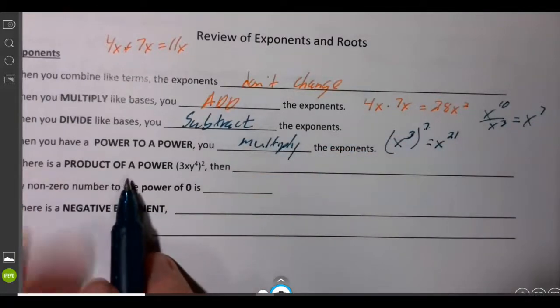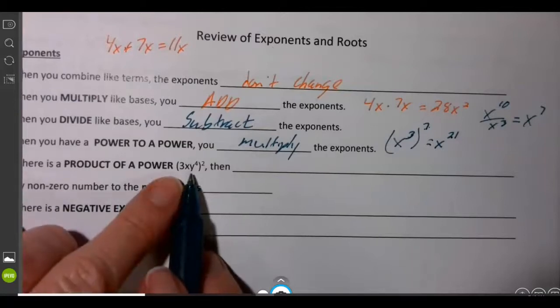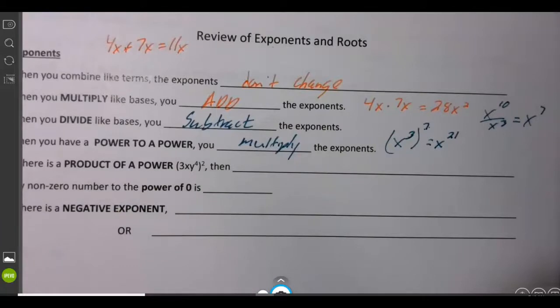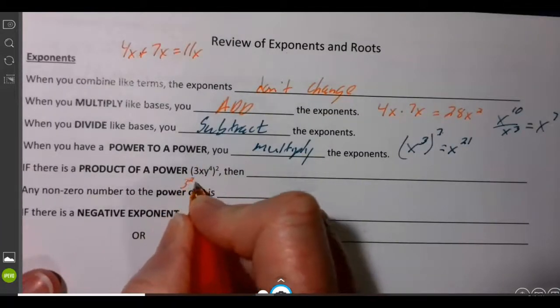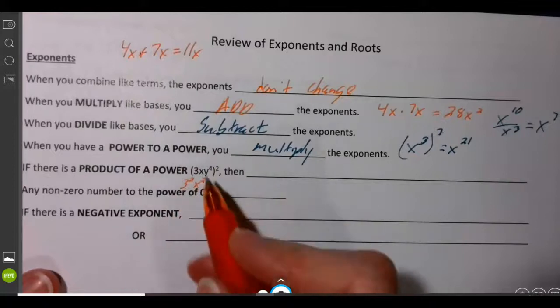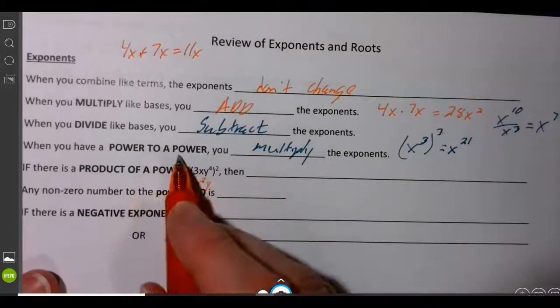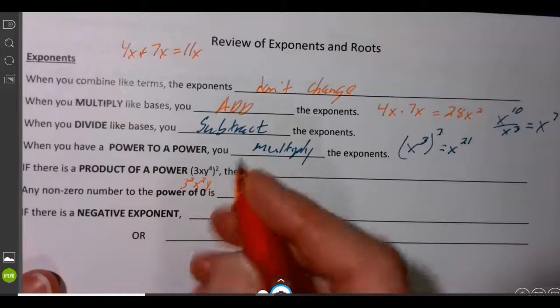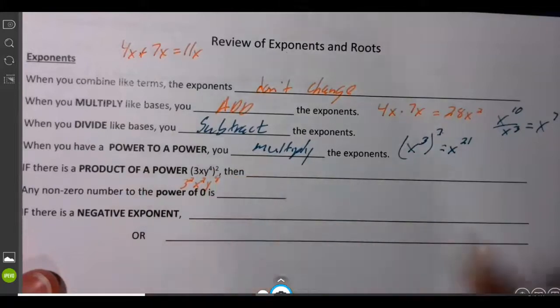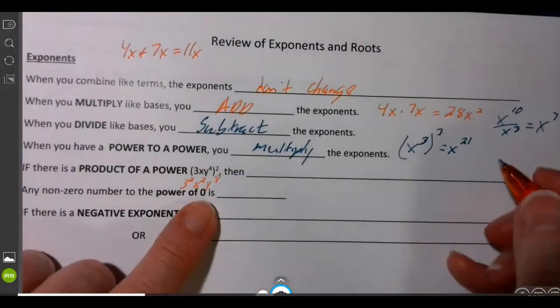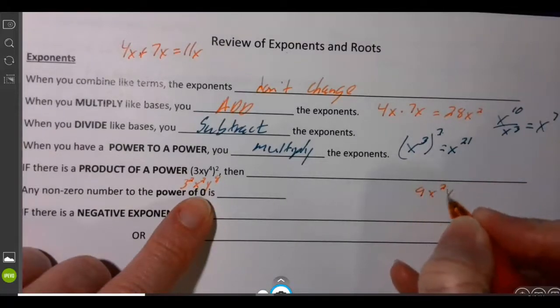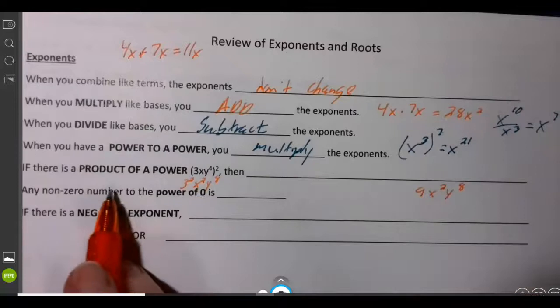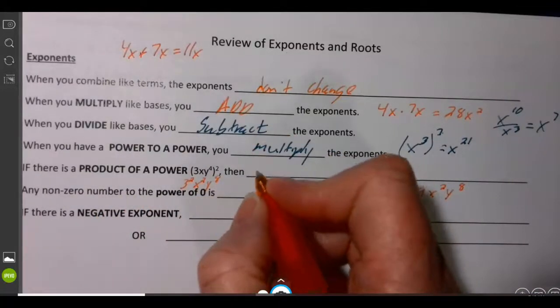Now, if there's a product of a power, I'll give you a little example here. If I'm going to multiply that, what's going to happen is I take everything to that power. So I have 3 to the 2nd, x to the 2nd, y to the... So I've just talked about power to a power. I'm going to multiply the exponent, so that's y to the 8th. So this would give me 9, x to the 2nd, y to the 8th.